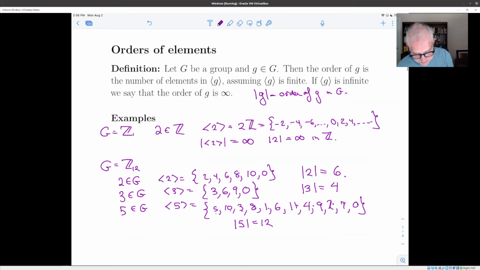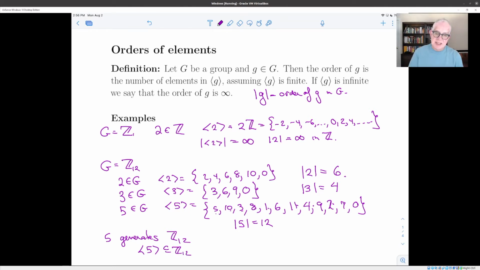And in fact, 5 generates Z12, because if you have a subset of a set which has the same number of elements as the set, then they're equal. So the fact that the order of 5 is 12 is equivalent to saying that 5 generates Z12.